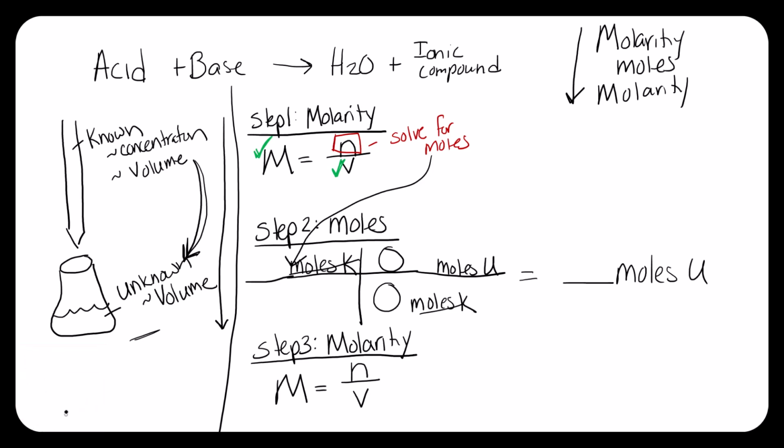So what pieces of information will we have? So we know the volume. We know how much of our unknown we put into that flask. We will also know the number of moles. That's what we solved for in the previous step. So that goes here. And having those two pieces of information, we solve for the molarity of our unknown, and that's the whole purpose of this exercise, is to determine that. So this is what we solve for.